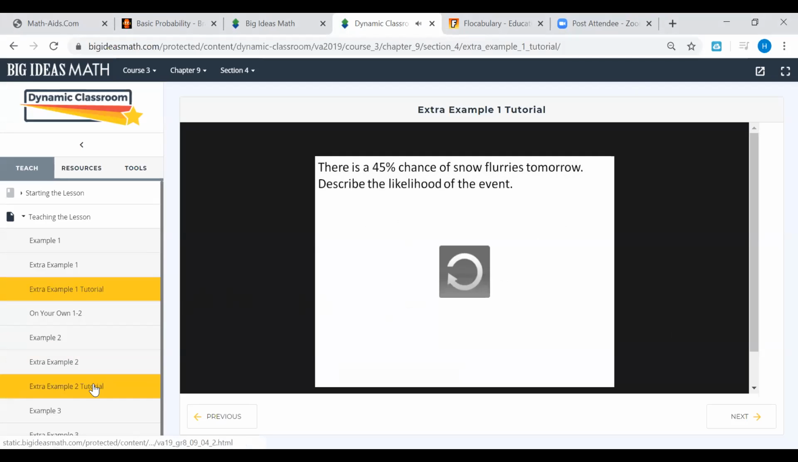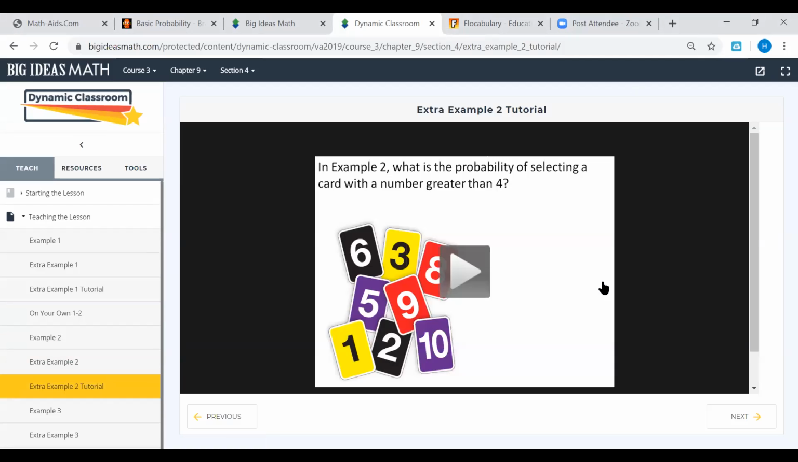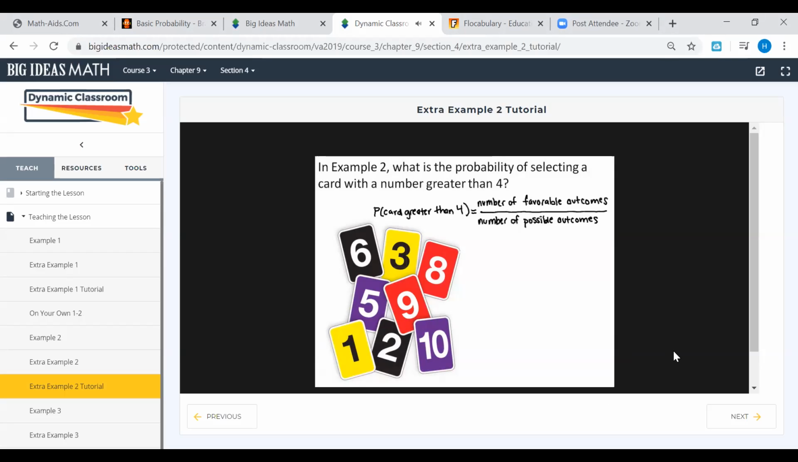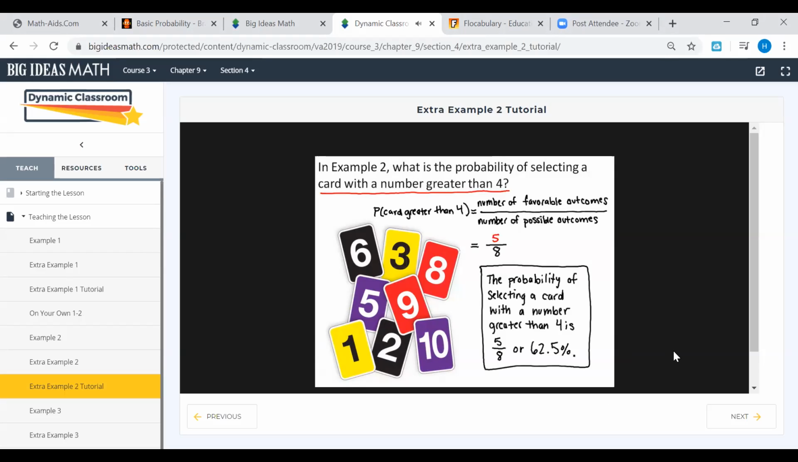Okay, and then extra example 2 tutorial. In example 2, what is the probability of selecting a card with a number greater than 4? Probability of selecting a card greater than 4 equals number of favorable outcomes over number of possible outcomes. Your favorable outcomes are cards with a number greater than 4. There are 5 cards with a number greater than 4. Number of possible outcomes is the number of cards. There are 8 total cards. The probability of selecting a card with a number greater than 4 is 5/8 or 62.5%.